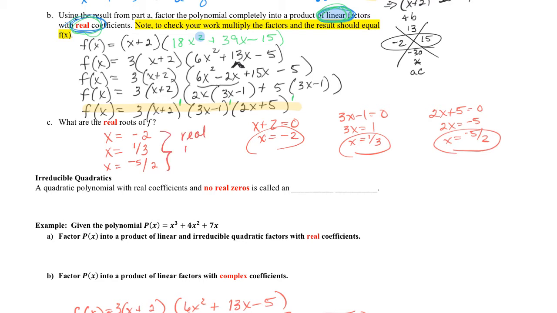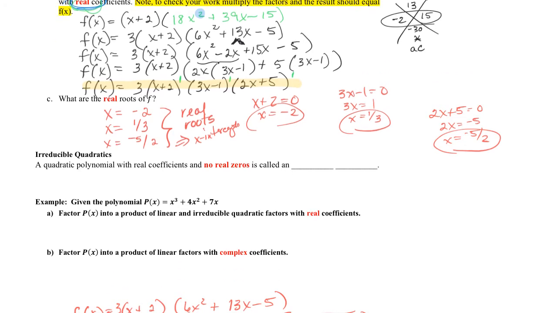And because these are real numbers, they are my x-intercepts. They're the x values in my x-intercepts. So if I asked you for the x-intercepts, you would tell me negative 2, 0, 1/3, 0, and negative 5/2, 0. Those are always written as points.